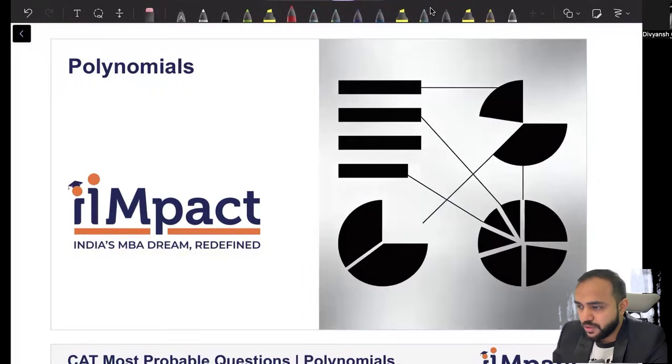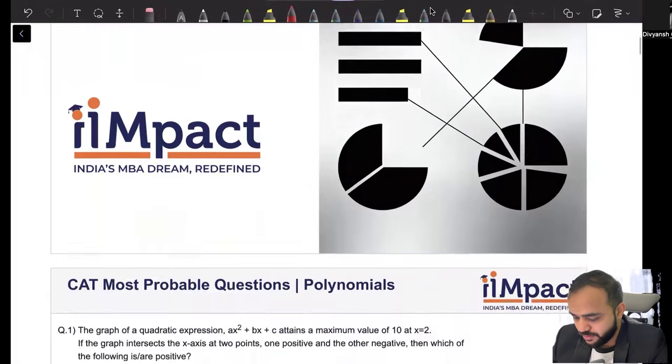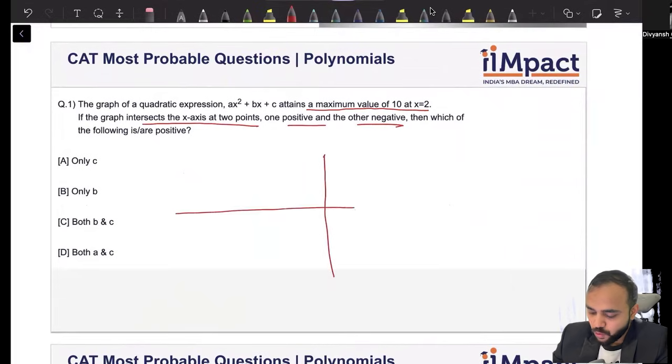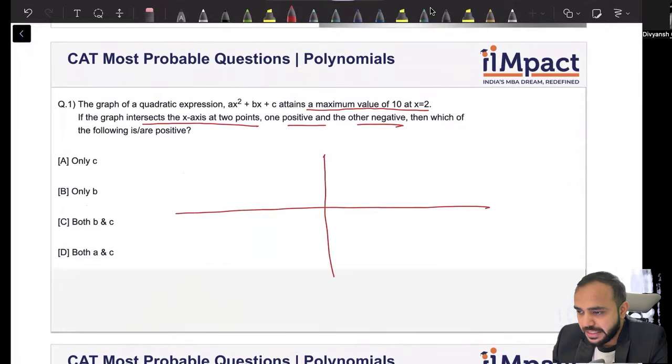Alright folks, so let's start with the discussion of polynomials quiz. Question number 1. The graph of a quadratic expression ax square plus bx plus c attains a maximum value of 10 at x is equal to 2. The graph intersects the x-axis at 2 points, one positive and the other negative. Then which of the following is positive? So we basically will have to draw the graph to understand what is happening.